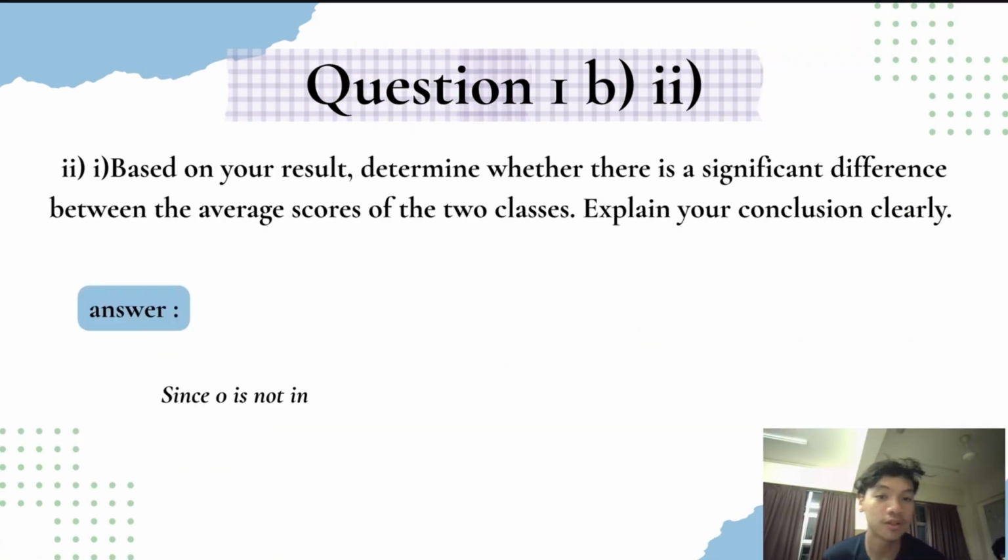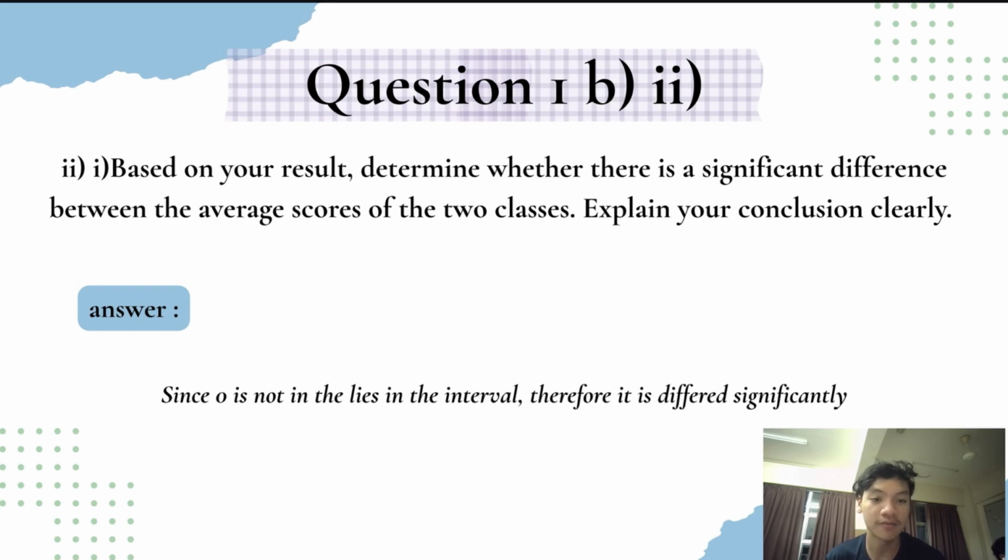Question 1b part 2: determine whether there is a significant difference between the average scores of the two classes. Since 0 is not in the interval, the two classes differ significantly.